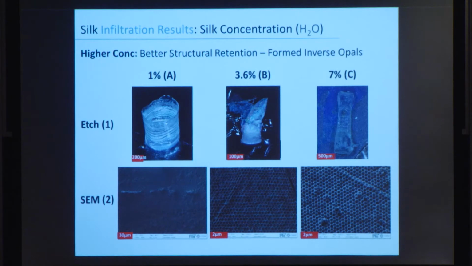And when we look at the SEM images, we can see the formation of a silk skin in the 1% structure, which is indicative of insufficient infiltration. And we can see the model inverse opal features that we want in the higher concentration structures. And again, we extended this experimental design to studying infiltration time and saw that longer times favored better structural retention and these inverse opal features that we're looking for.